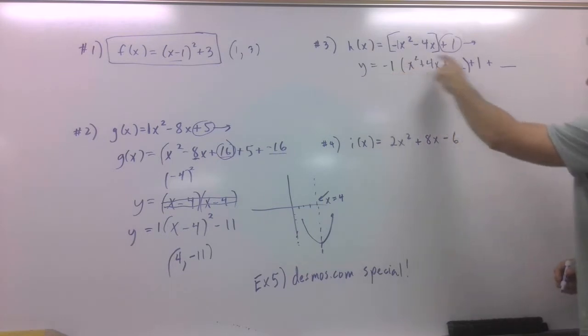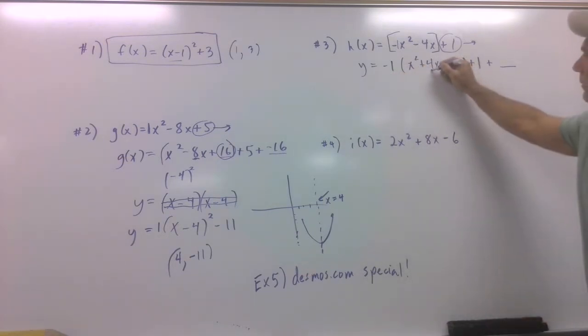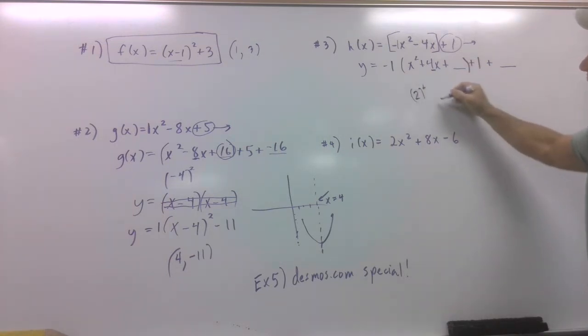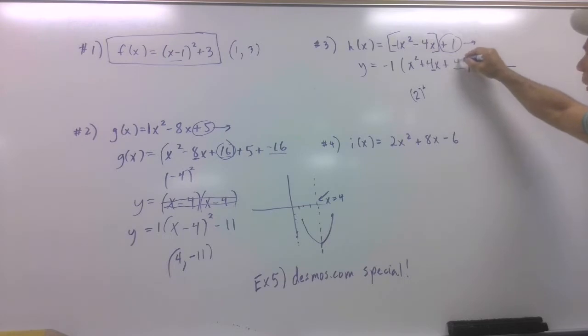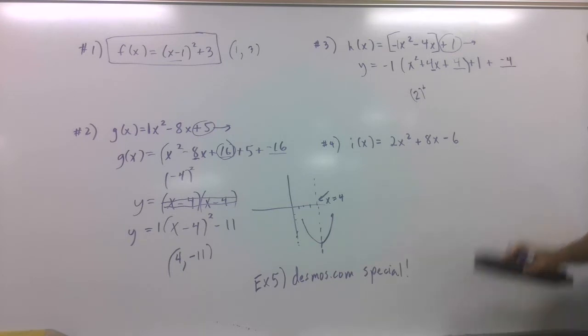Don't worry about this. Don't worry about this. Focus on your perfect square trinomial. Take half of that. What's that? 2. What do I do next? Square it. What's 2 squared? 4. Now, I know a lot of you are like, aha, I'm just going to put a -4 there. And we just screwed it up.